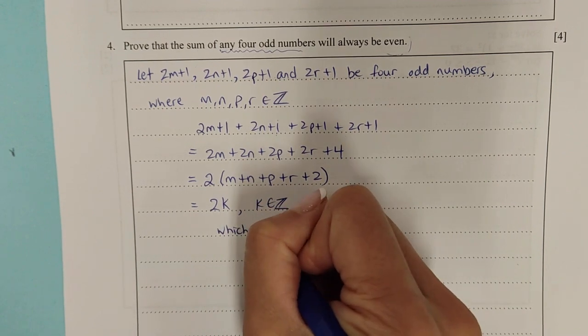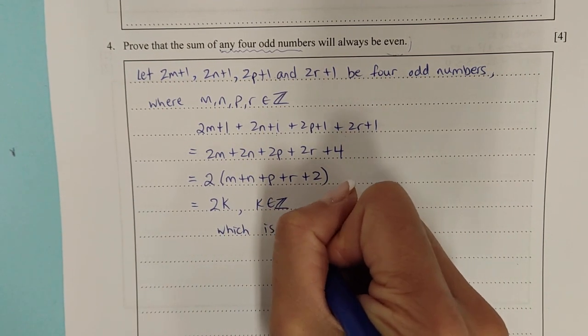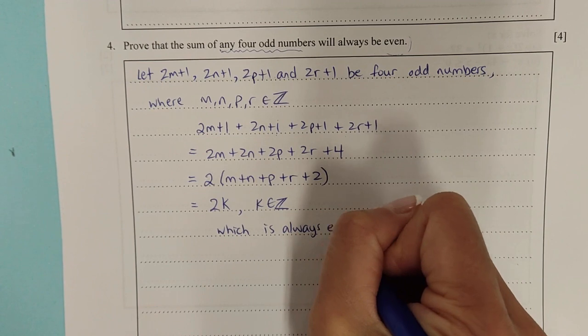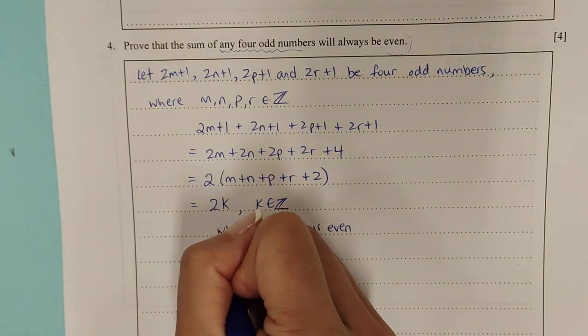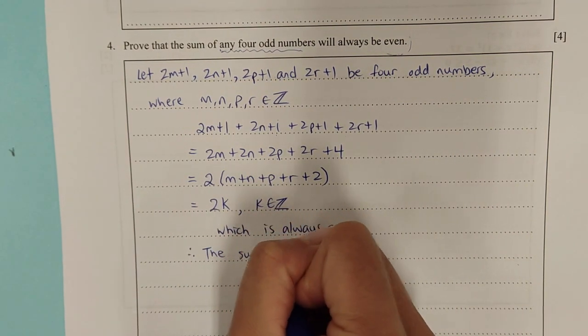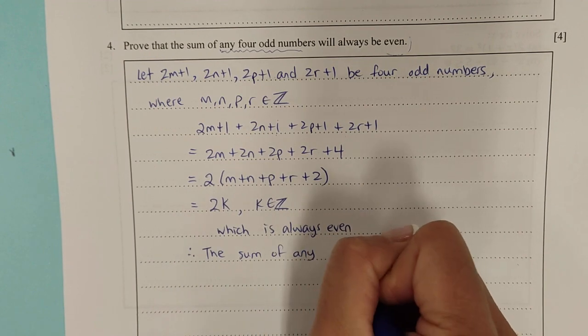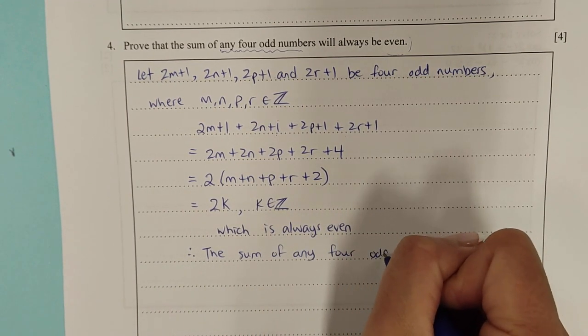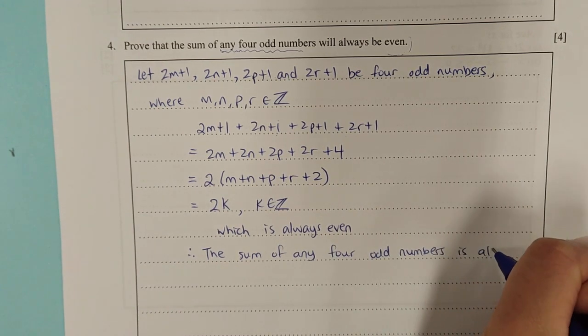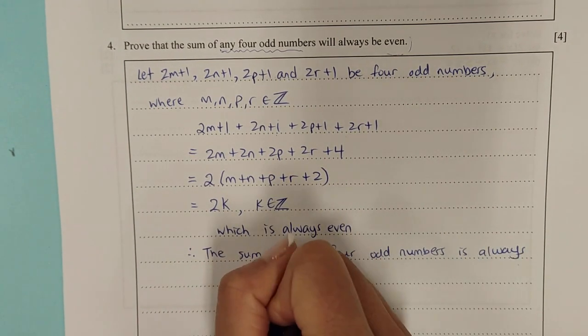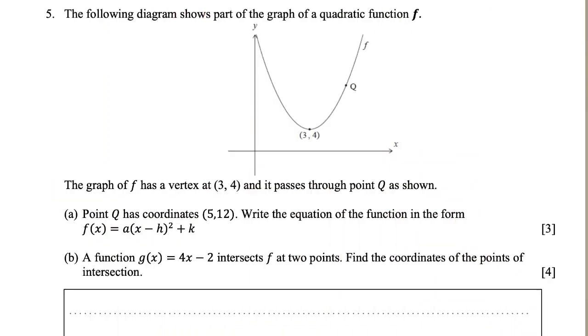Include some sort of explanation, and finally, don't forget to have a concluding statement. So therefore, the sum of any 4 odd numbers is always even.